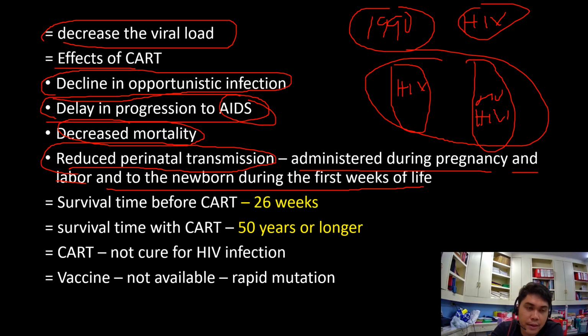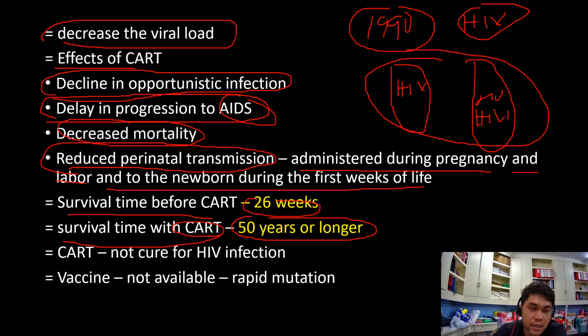Next, regarding survival time, before CART it's 26 weeks, and with CART, survival time is 50 years or longer because you're delaying the progression to AIDS. So regarding antiretroviral therapy like CART, it's not a cure for HIV infection. It's a way of managing your HIV infection. It's a way of slowing down the progression to AIDS, but it's not a cure. It cannot eliminate HIV.